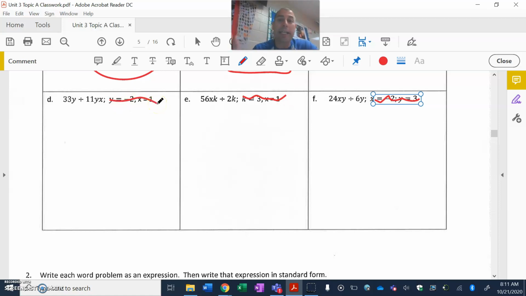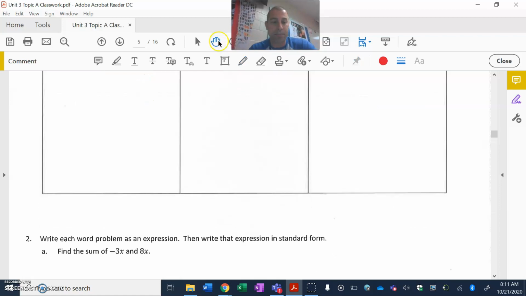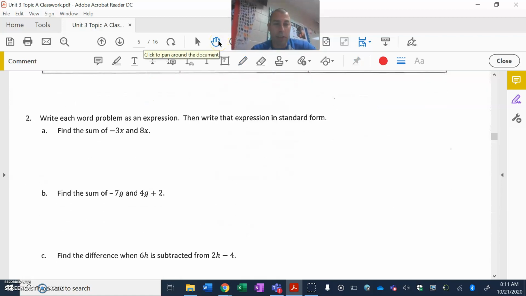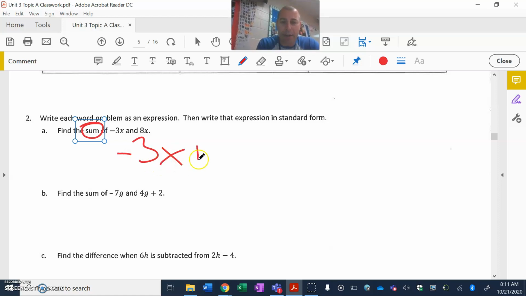Get your answer key out. Make sure that you're checking them at this section. The other thing that we want to watch for is the phrasing here. We're going back to our expressions. When it's a sum, sum means to add, the answer to the addition problem. We're just adding the two together. And the only way we can add things together is if they are like terms, the same variable with the same exponents. So if I look here, I see an x, I see an x. Those are the same, which means we can add them together. So -3 plus 8 is just 5.